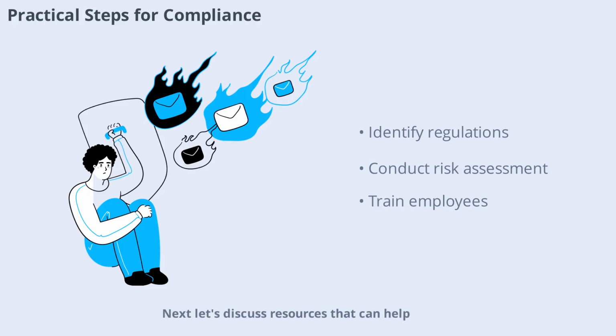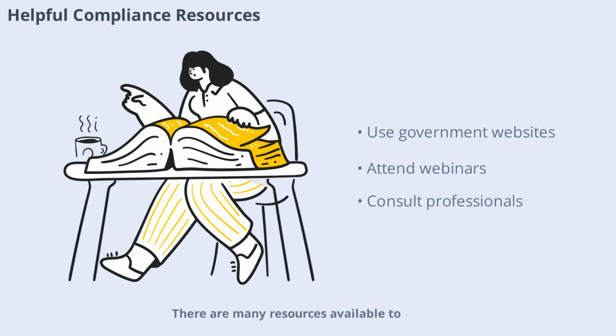Next, let's discuss resources that can help you stay informed about cybersecurity regulations. There are many resources available to help organizations stay informed about cybersecurity regulations. Government websites, industry associations, and professional consultants can provide guidance and updates. Online courses, webinars, and conferences offer opportunities to learn from experts and network with peers. Leveraging these resources can make compliance more manageable and effective.